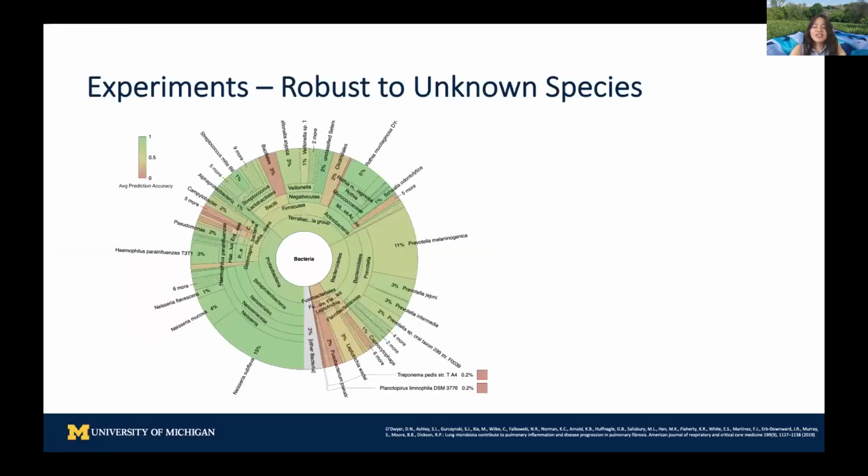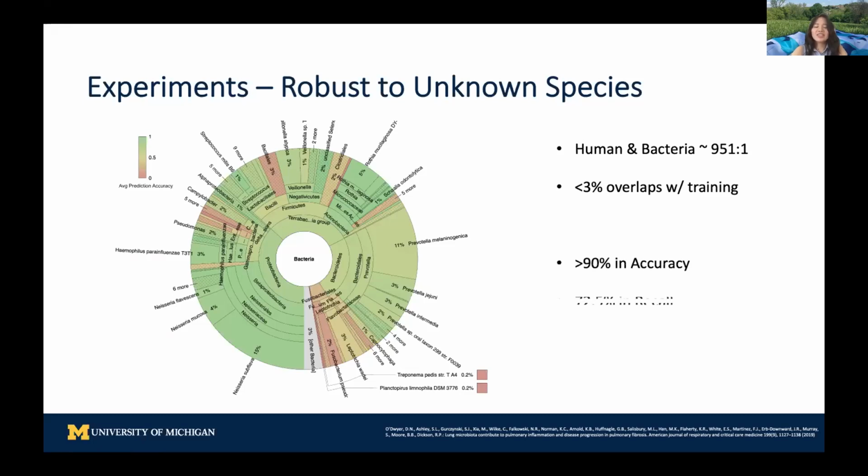To further test the generalizability and practicality of SquiggleNet, we tested the model on a data set collected from several clinical human samples. This respiratory metagenome data set has a human to bacteria ratio of over 900:1, and the bacteria species overlap with our training data set by less than 3%, meaning most of the bacteria species in the data set were never seen during the training procedure. As shown in the previous figure, our model still achieves over 90% accuracy and over 72% recall, demonstrating robustness to detecting these unknown species.